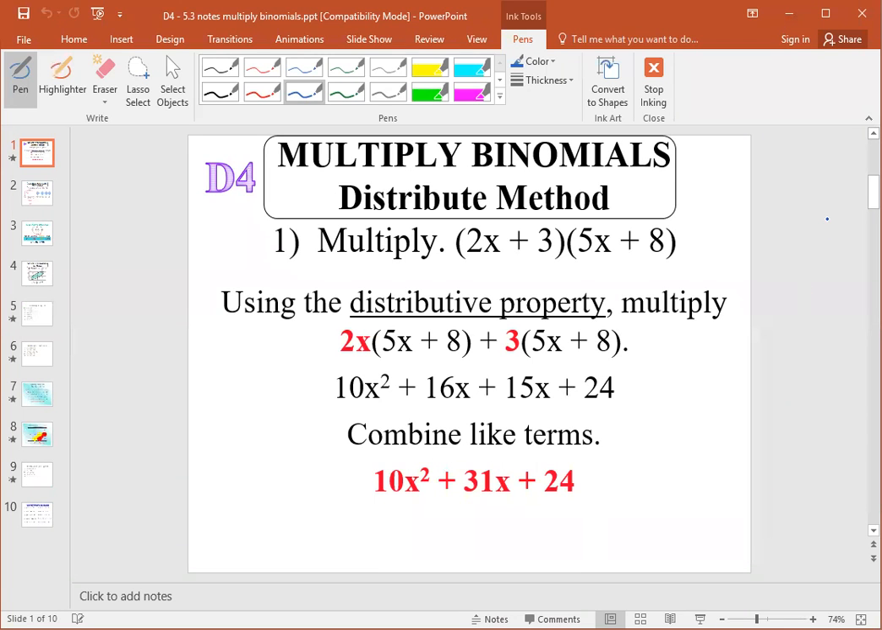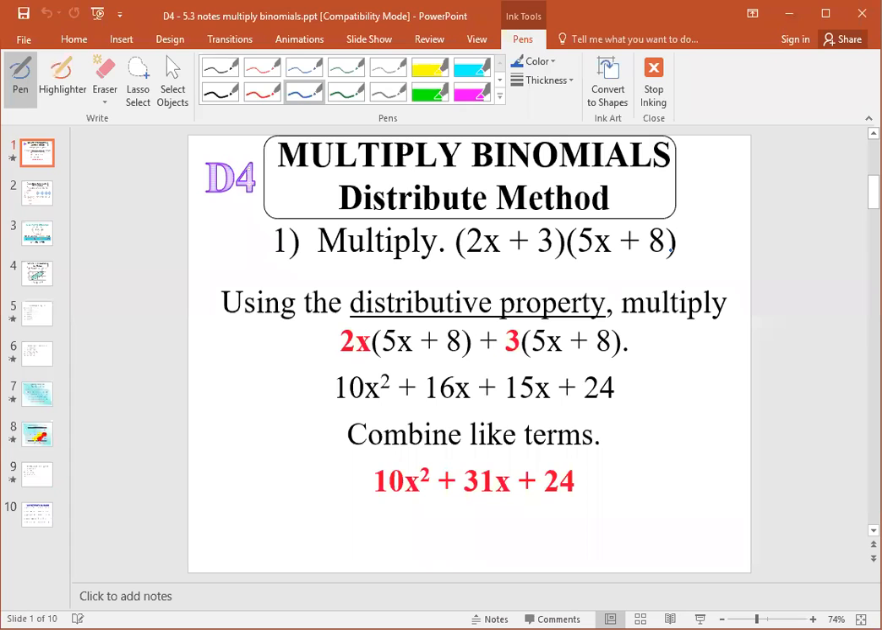Hi everyone. Today we are discussing multiplying binomials. In other words, we are going from factored form to standard form. So a binomial is just a group of two terms, meaning "bi." Like we want to multiply 2x plus 3 times 5x plus 8.